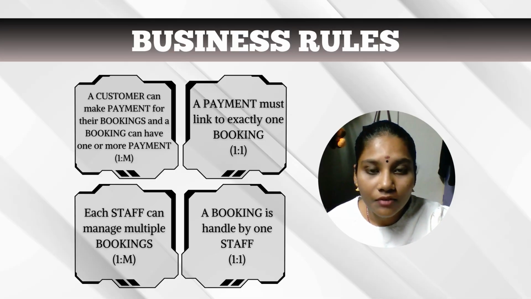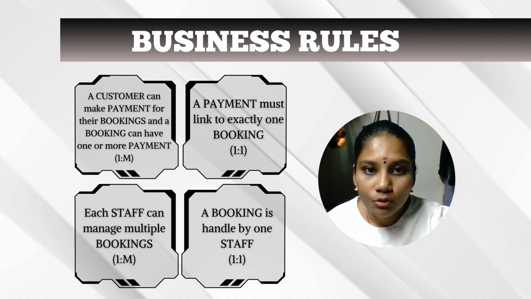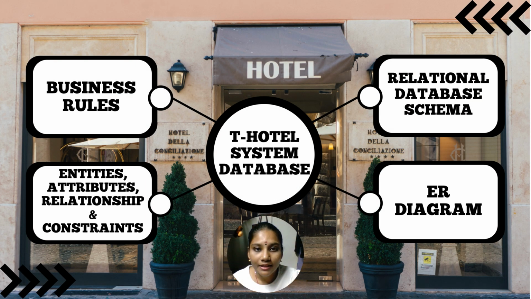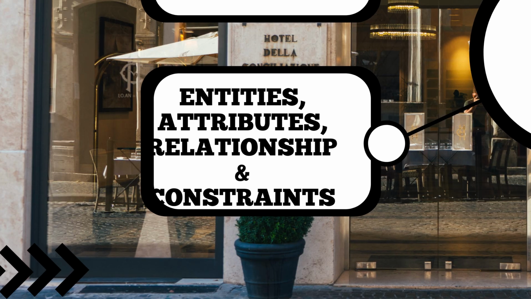Next, each staff can manage multiple bookings. So the relationship is one to many. And lastly, a booking is handled by one staff. So the relationship is one to one. Let's look at the entities, attributes, relationships, and constraints based on the T Hotel System database.